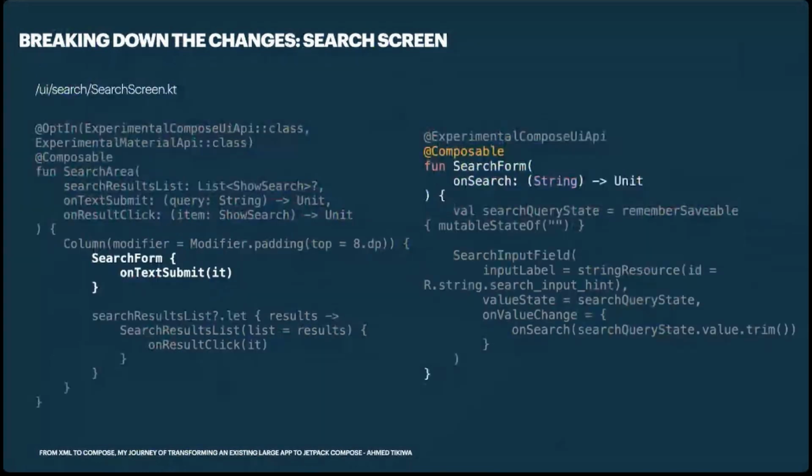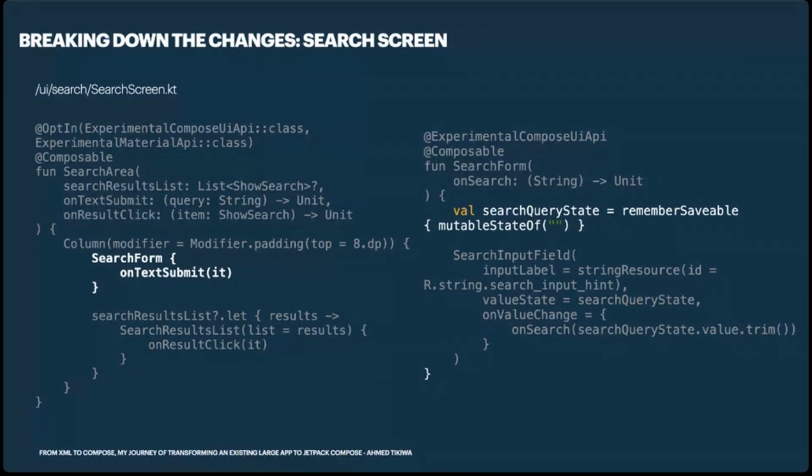Then here's what my search form composable looks like, which I created. On the left-hand side is how I'm calling it, and on the right-hand side is the definition of that. It has a mutable state variable called search query state. Then in order to ensure that this state survives the activity or process recreation, using the saved instance state mechanism, I use remember saveable. Now the user's query will be remembered in a state variable. So if I rotate the device, it will also be remembered in that case, using the save state instance mechanism.